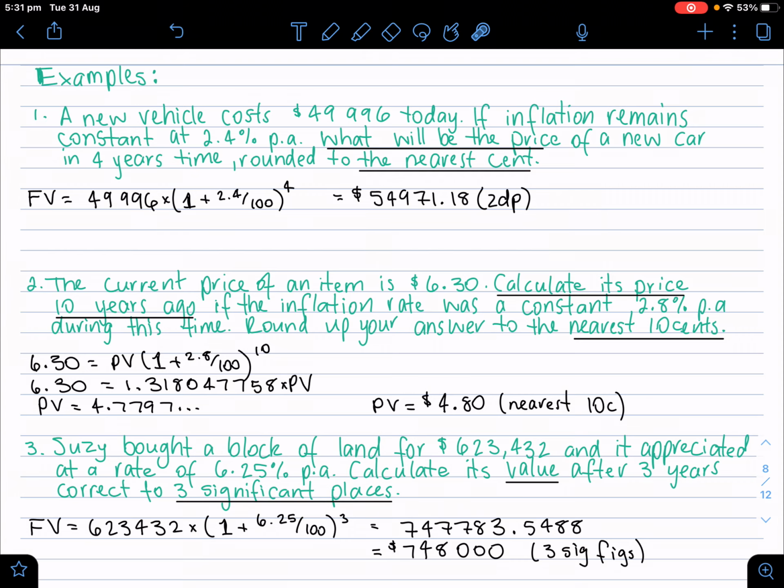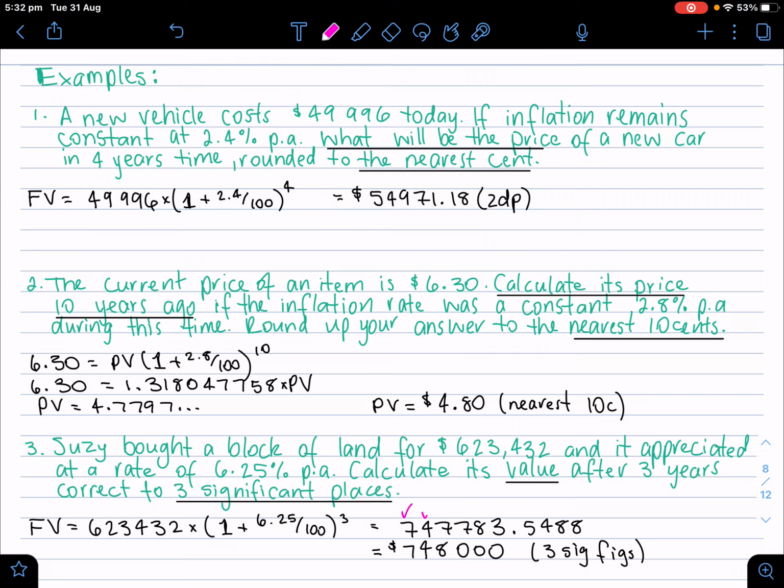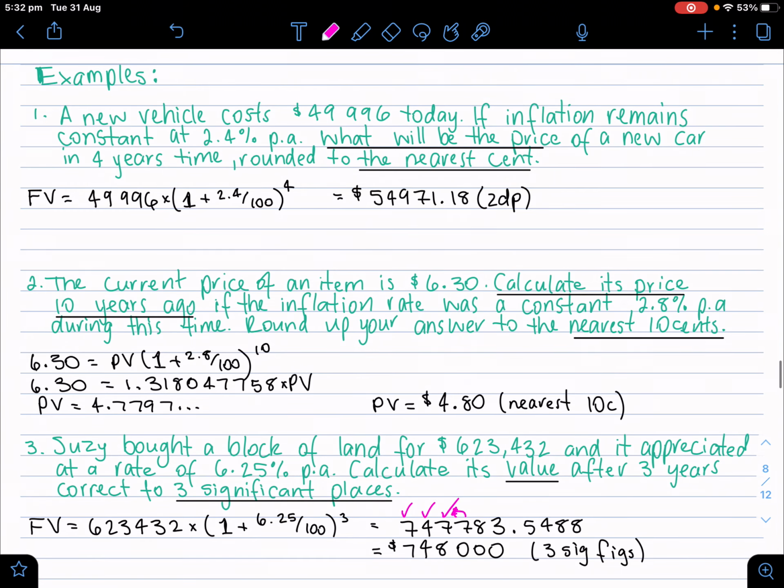First significant place, if I use another color, first significant place, second and third, that means I look at that 7 and that changes whatever's before it. So that becomes now 748,000, 3 significant figures. And if you don't know how to do significant figures, go look at my previous videos on significant figures.